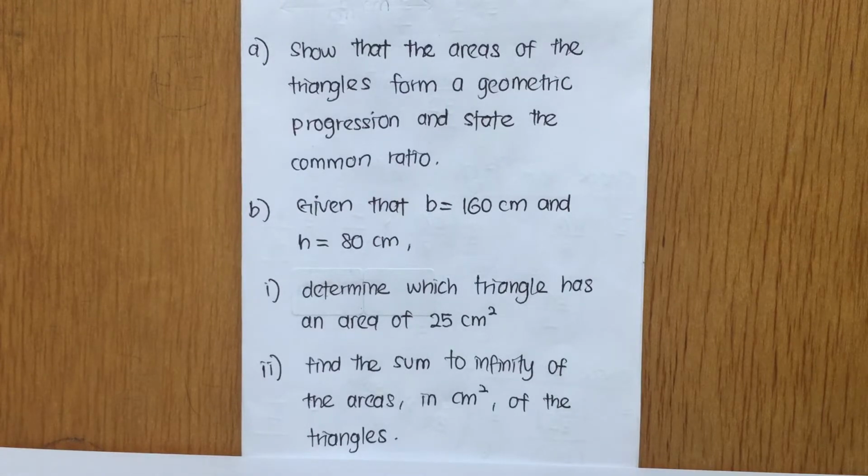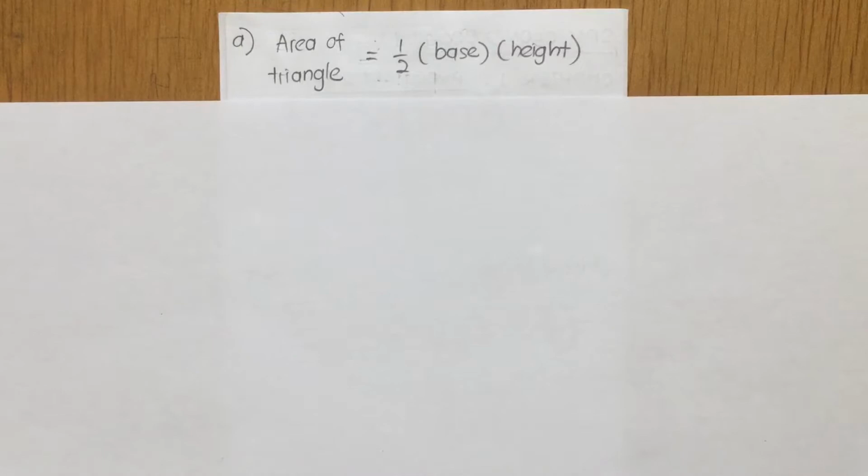So without further delay, let us start to discuss the SPM clone 2004 Form 5 Chapter 1 Progressions now. Alright, let us discuss the question part A now. Okay, for the question part A, the question asks us to prove that the three areas of triangles form a geometric progression and state the common ratio, guys. Okay, so what we're going to do now is find three separate areas of the triangles. Okay, let us start to find them.